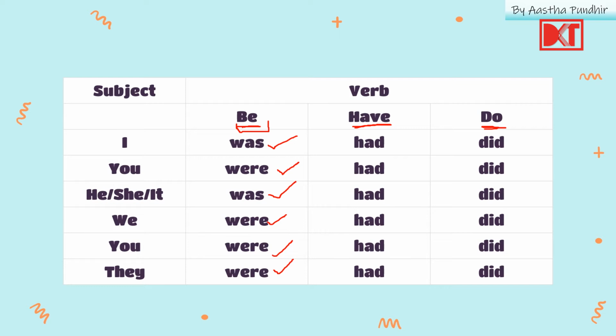Then for have, all the formations are in had. And for do, all the formations are in did. Alright, now these are a few basic verbs जो आपको पता होने चाहिए कि कैसे इनका past tense में formation होती है. Be, to have and to do. Alright.